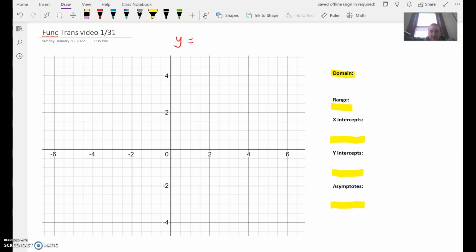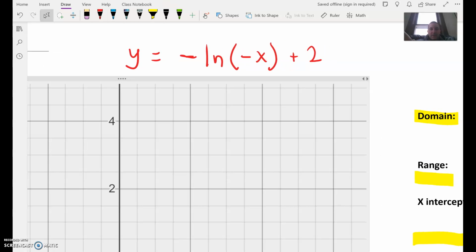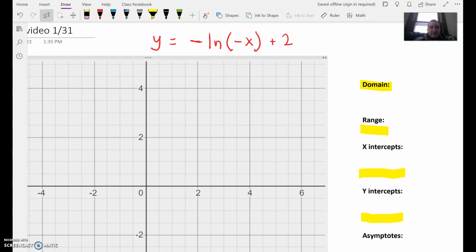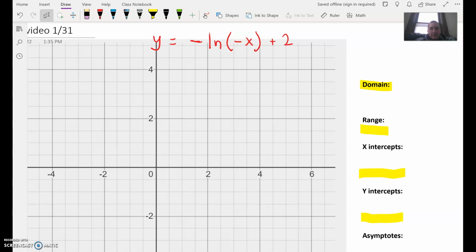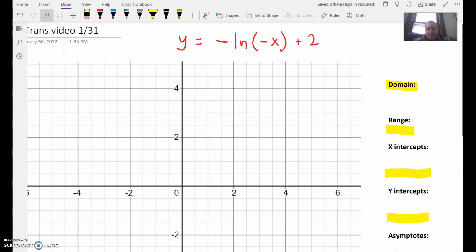Let's graph this one. Y equals, let's do a double reflection. Negative natural log of -x, but we're going to shift it up too. Okay? So what do we got going here? We need to graph the parent graph. If you don't have these memorized yet, you're in trouble because you're going to be in a tough spot. You've got to go memorize those top 10 parent graphs.